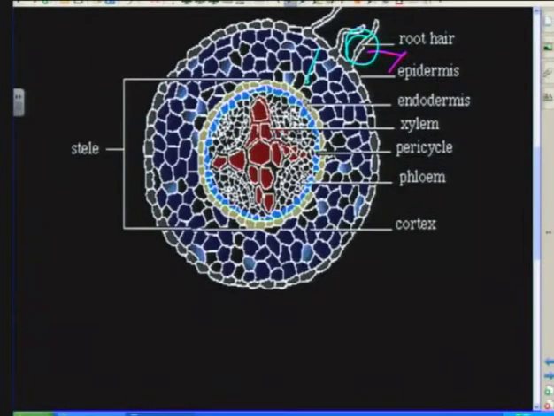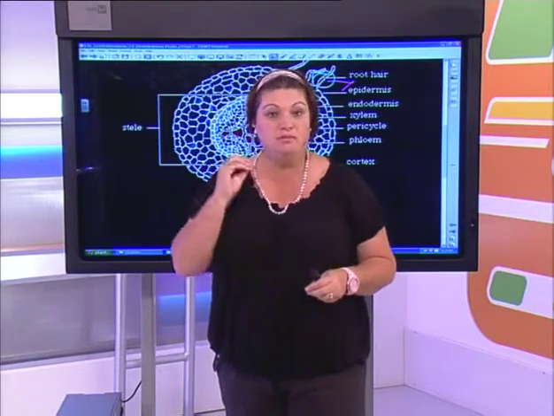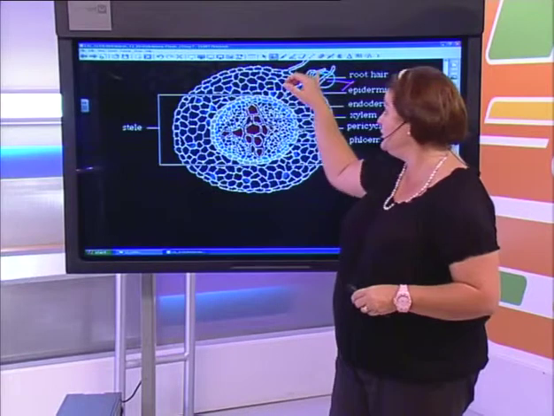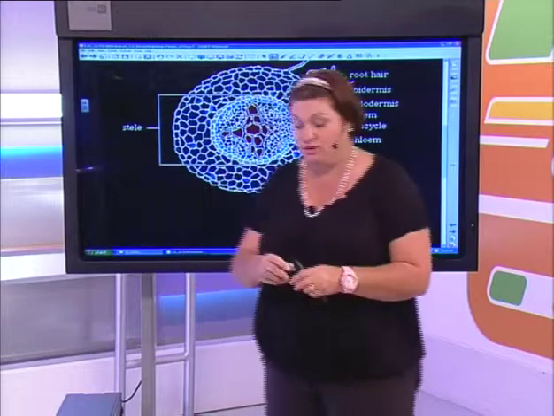Okay, you need to be able to look at a diagram and be able to know instantly that it is a root. All right, you might get two diagrams of a root and a stem, and they ask you which one's which. So you need to be able to say, okay, this is the root. Number one region, it's going to have a root hair, and one of the most important features that you're going to see is right in the middle here.